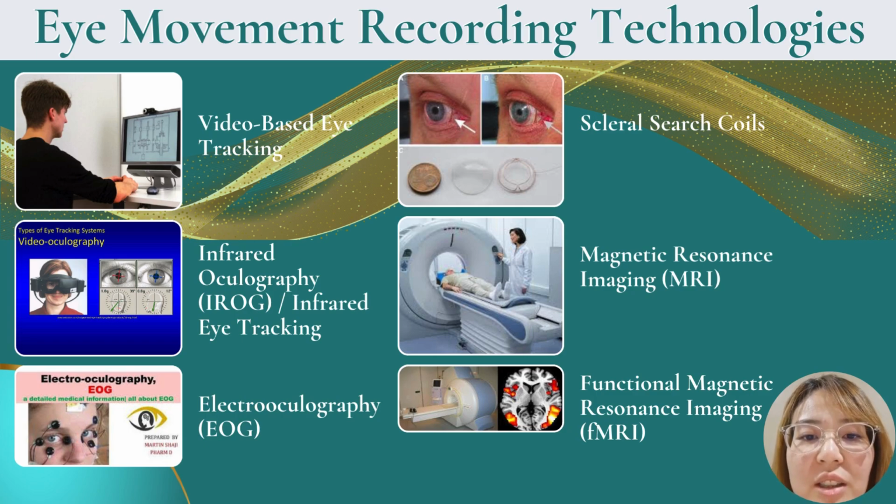Finally, functional magnetic resonance imaging, or fMRI. fMRI differs from regular MRI by focusing on brain activity rather than just structures. fMRI detects changes in blood flow to different brain areas as a person performs tasks, including those involving eye movements. This is especially valuable in understanding which parts of the brain are active during specific eye movements and tasks.